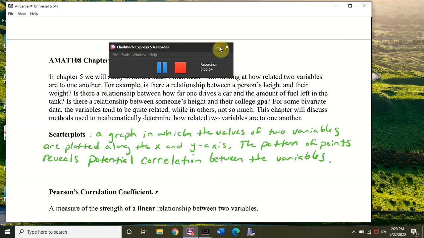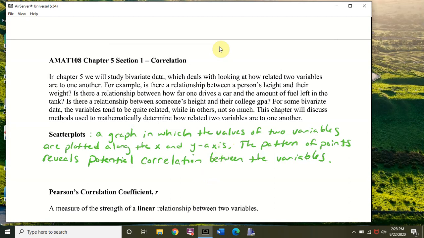All right, everybody, welcome back to Chapter 5, Bivariate Data Analysis. Basically taking two numeric pieces of data and graphing them against each other on the x and y axis, okay? In this first section, we're going to study what's known as correlation, which more or less is going to measure the relationship between two variables. Okay, so let's take a look at the reading here.